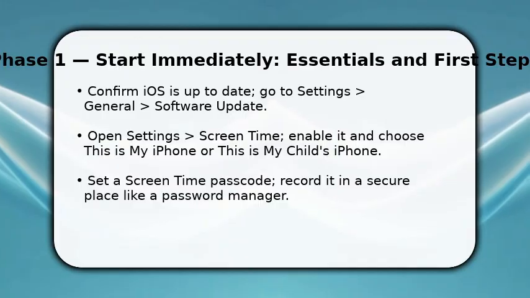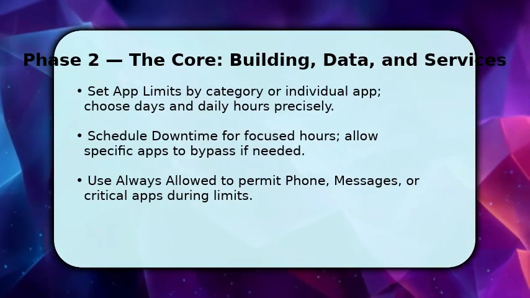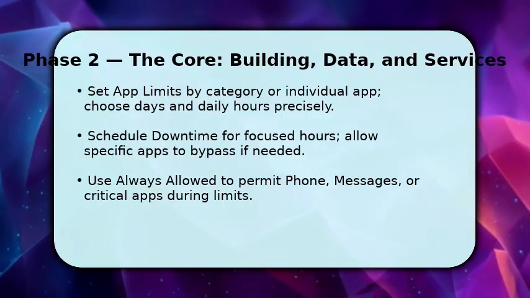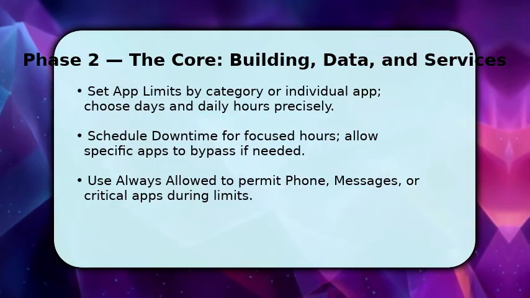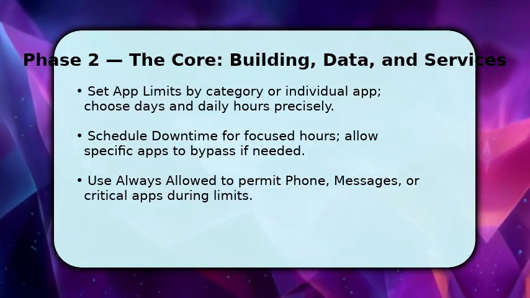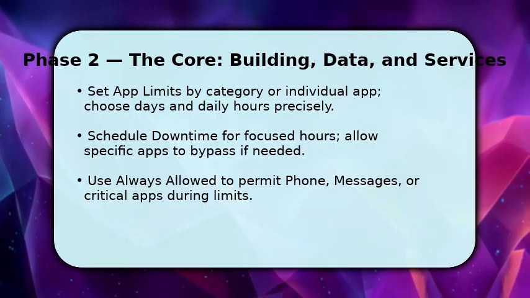Now configure the meat of screen time, app limits and downtime. Go to App Limits, add categories or single apps, set hours per day, and customize weekdays versus weekends. This creates automatic cutoffs. Next, schedule downtime for your focus period.